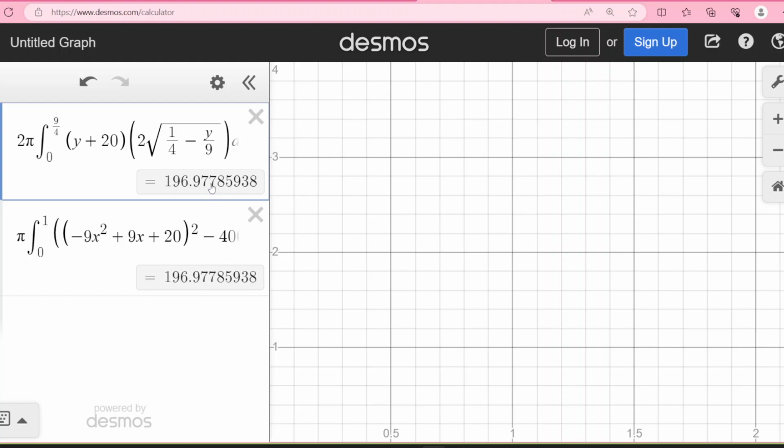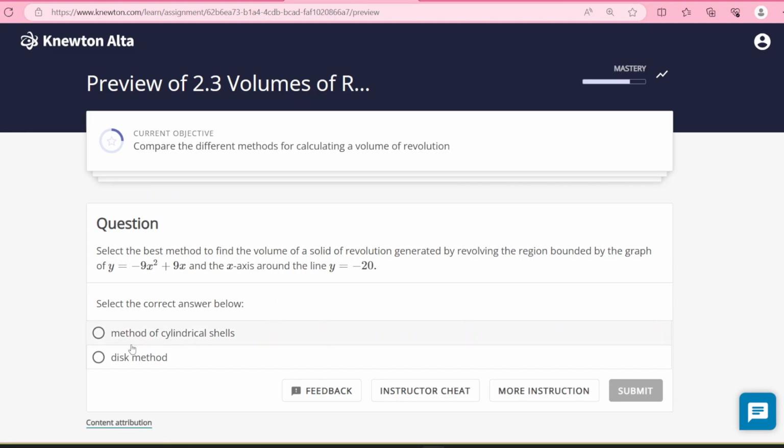These do represent the same volume, 196.9778593.8 blah blah blah blah blah cubic units. But definitely, right, this integral for the washer method, the disk method, is a polynomial. You have an integrand that's a polynomial instead of this ugly thing up here with the big square root. And the way I had to find this also took a while with the solving for x when you had y equals negative 9x squared plus 9x. Yeah, so definitely the easier of the two here would be the disk method.